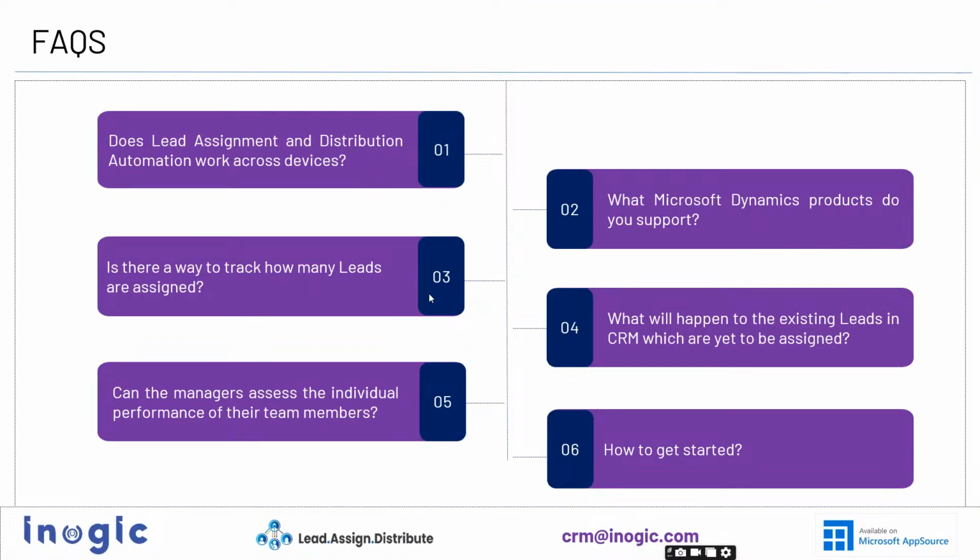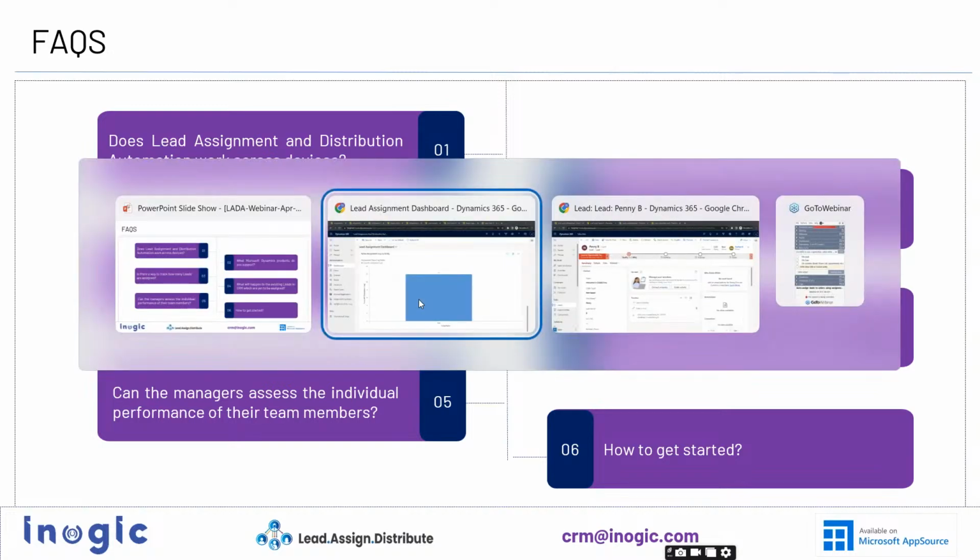Okay, the next one. What will happen to the existing leads in the CRM which are yet to be assigned? Well, that's a good question. Let's say you have around 10-15 leads within your system, and then you decide to get the lead assignment and distribution automation installed in the CRM. From that point onwards, all the leads would be auto-assigned based on the assignment rules and the queues that you have organized. But what will happen to the leads which are already present prior to the installation of the lead assignment and distribution automation?